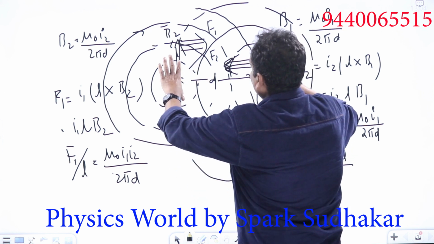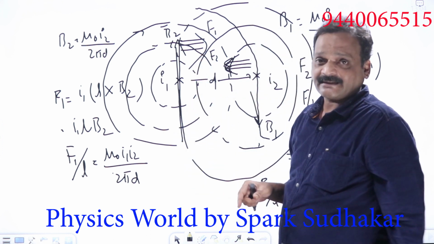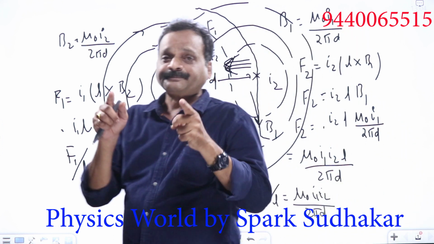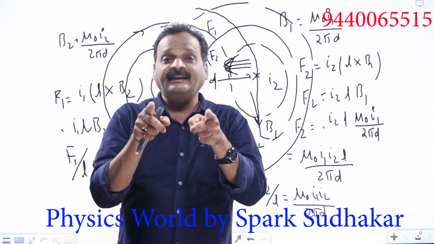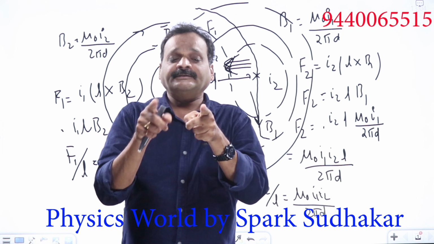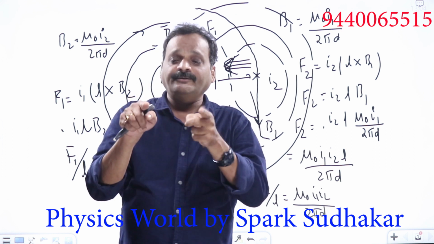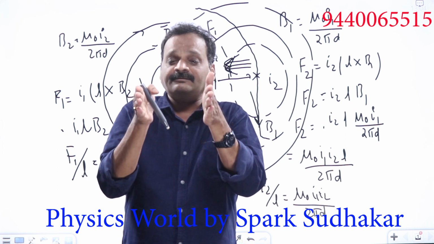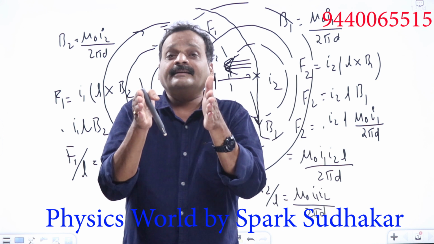Now what does it mean? These two wires are getting attracted towards each other. Whenever there are two parallel wires carrying currents in the same direction, the force on this wire due to this wire will be like this, and the force on this wire due to this wire will be like this. That is, the force is attractive, which means the wires get attracted.